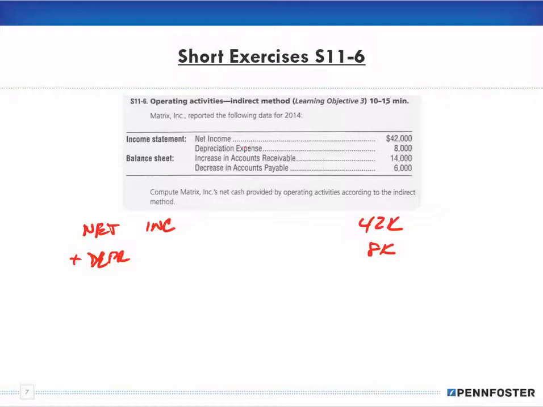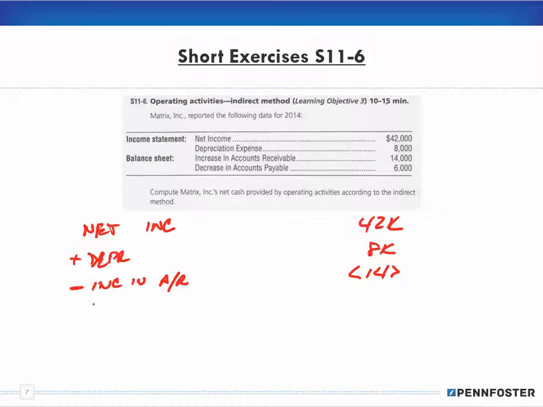Remember, if you watched the previous video, I explained that the depreciation expense decreases the net income. Well, we're getting rid of the depreciation expense because it's a non-cash item, so that would increase our net income. So that's why we're adding that back in. Then we have our increase in accounts receivable for 14,000. That increase means that we have to subtract that out because we are not receiving cash for that. So that's a negative 14,000.